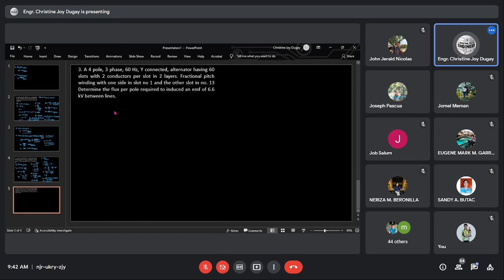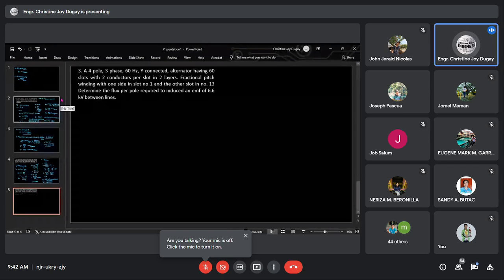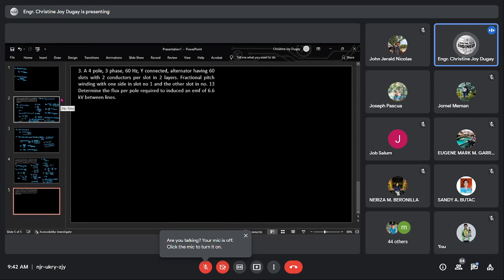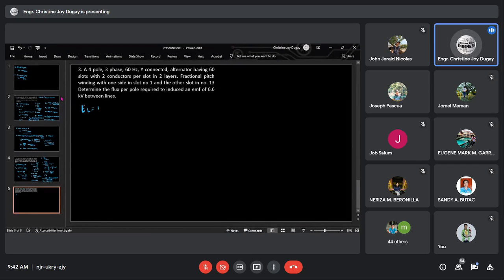Okay, so same formula. The only difference here is it's not a full pitch but it's a fractional pitch, no? So, E-line natin, which is square root of 3 ng E-phase, Y connected po tayo, no? Which is square root of 3 ng E-phase po natin, we may use 2.22 Kp Kd, frequency, flux, and Z, no? So 6.6, meron na ba tayong value ni Kp? Wala pa. Okay, so what's the value of Kp?